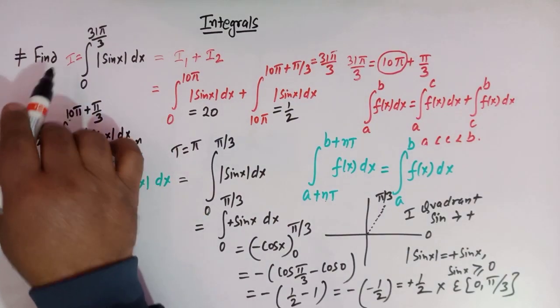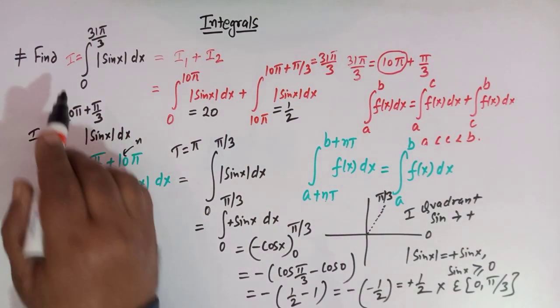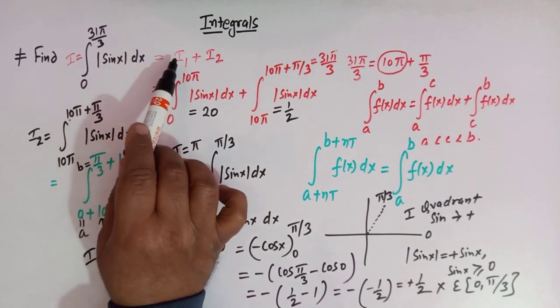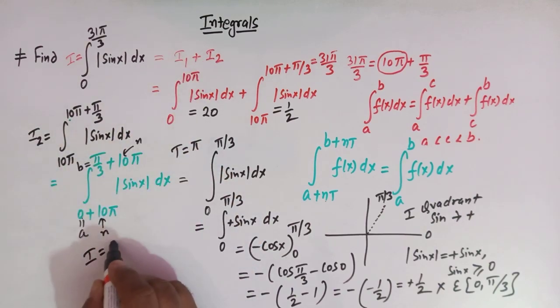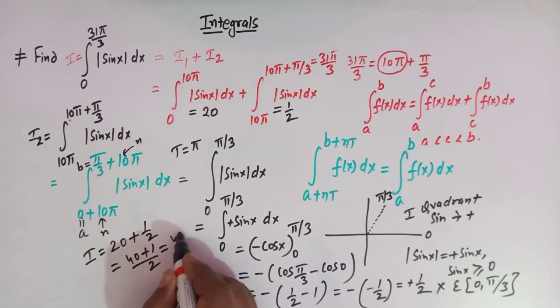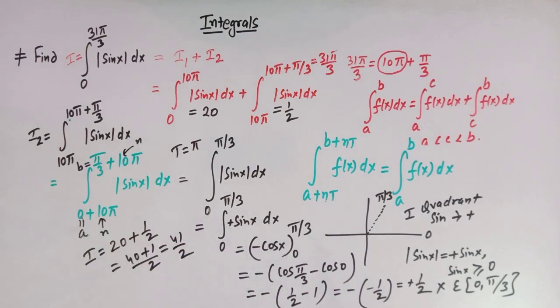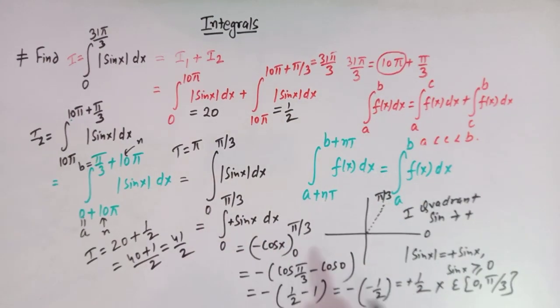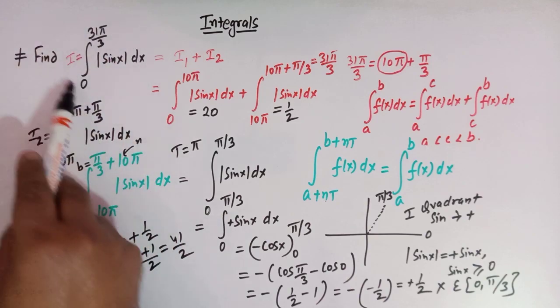And what we have to find is the value of this integral I, which is the sum of these two integrals. So this is 20 plus half, that is 40 plus 1 over 2, which is 41 over 2. So viewers, this is how by making use of all these results we can find the value of this integral.